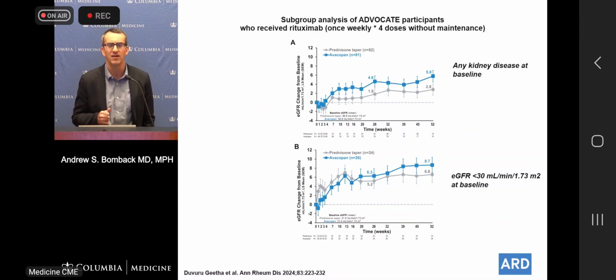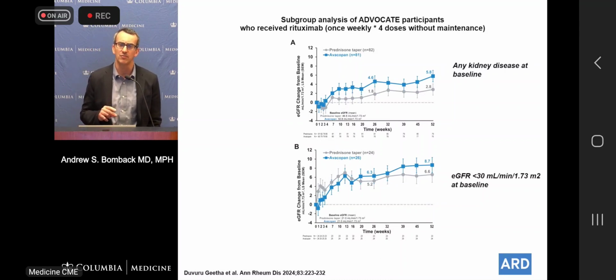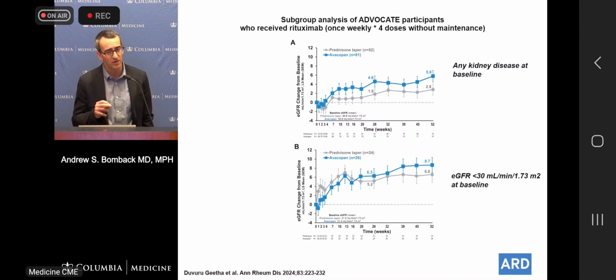What about the patients who were treated with rituximab, which traditionally is viewed as maybe not as intensive a therapy as cyclophosphamide? I think Dr. Radhakrishnan's talk sort of poured some water over that theory, but this is another subgroup analysis led by Dr. Geetha, who you heard from earlier, just looking at the ADVOCATE participants who received rituximab. And the important part about this is that there was no maintenance therapy given. So in the ADVOCATE study, if you got rituximab as your induction therapy, you did not get maintenance therapy at 6 months. The cyclophosphamide induction group went to azathioprine maintenance therapy. So here, this is rituximab as induction with no maintenance.